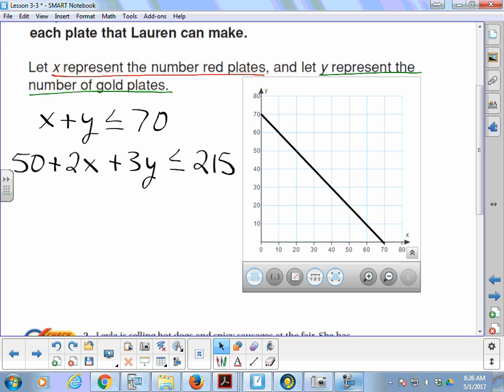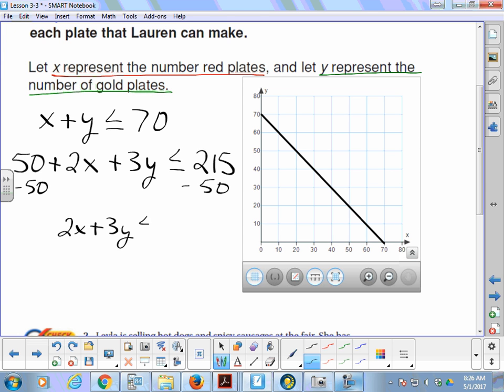All right. So the second one then, we have to do a little bit of work there. So we'll subtract 50 from both sides first. So we get 2x plus 3y less than or equal to 165. Now we could still use intercepts here, all right, if we wanted to. Or we could solve for y and put it in slope-intercept form and do it. Probably the intercepts are going to be a little bit easier in this case.